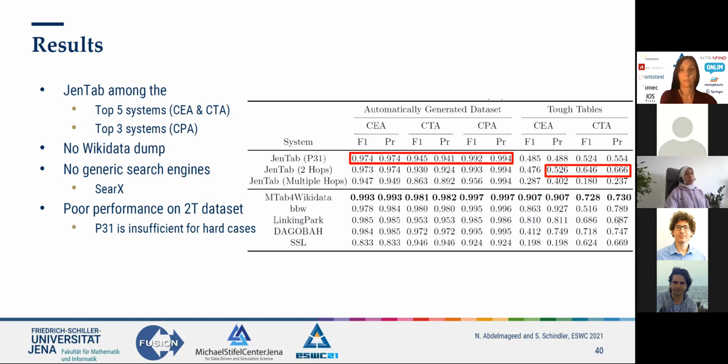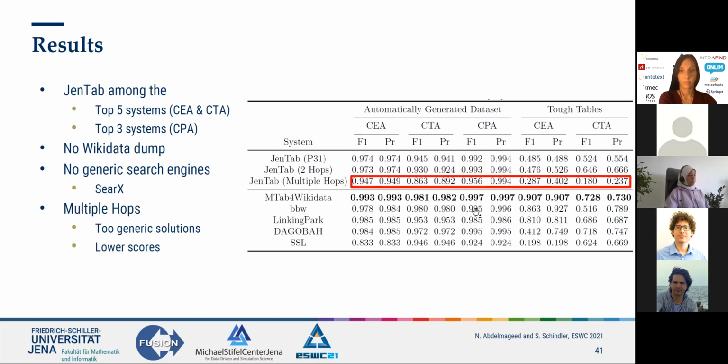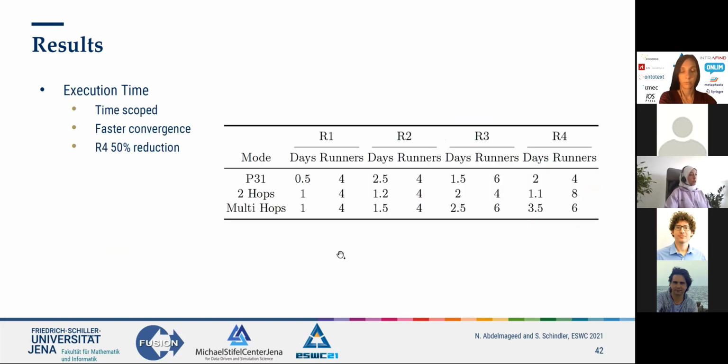Here's also one insight about the tough tables performance. For the automatically generated data set, 1 hop was sufficient and gives the best scores, which is unlike the case in the harder data set. So 2 hops gives the best scores in this case. Multiple hops mode in the 2 data sets gives the lowest scores. I would say this is due to the more general solutions. It won't be correct, but not the best solution. So, of course, lower scores.